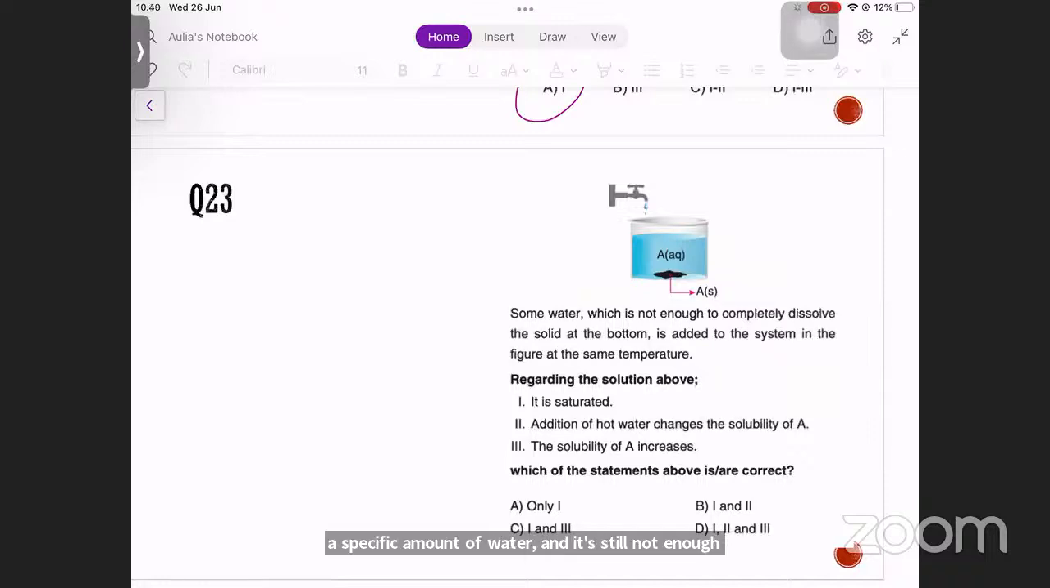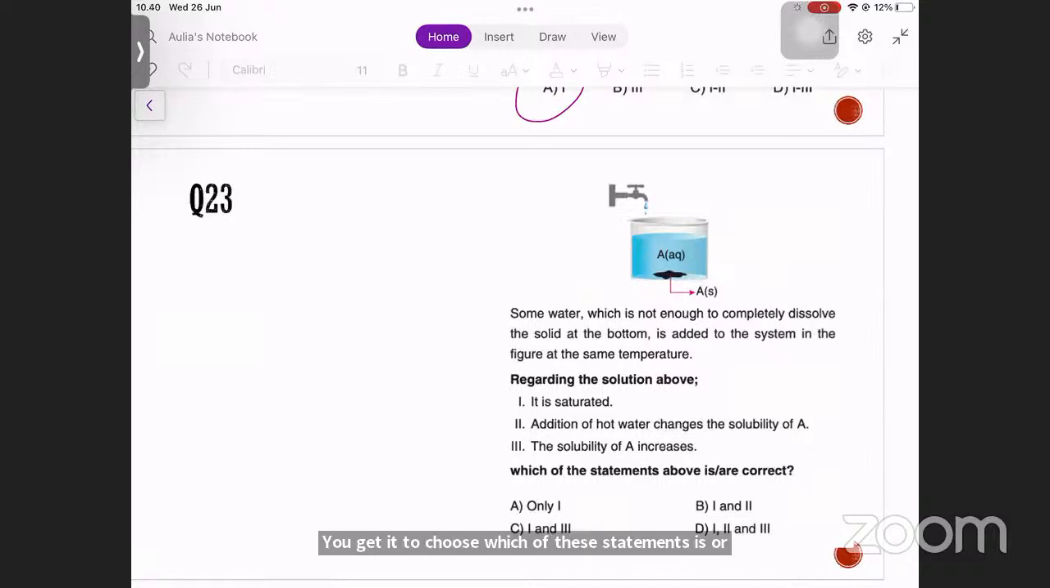Like, let's imagine when you add sugar into your glass of tea, for example, and there is still some sugar which cannot be dissolved yet. Yeah, that's the analogy, everyone. Okay. Now, regarding the solution above, you need to choose which of these statements is or are correct.